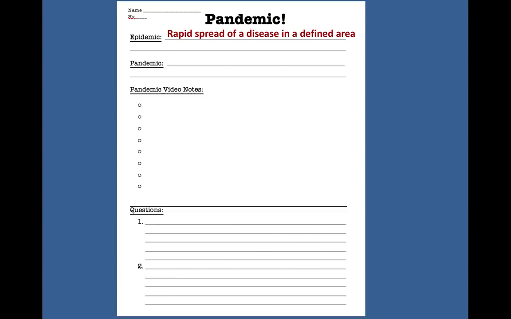Now, what makes a pandemic different, because you'll notice they're similar words, but pandemic has a slight difference, and that is that we are talking about the rapid worldwide spread of a disease, not just in a defined area, not just in our state, not just in our county, but throughout the whole world. When an epidemic reaches that level, now we call it a pandemic.